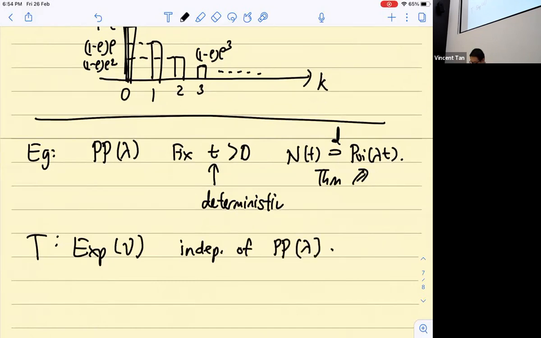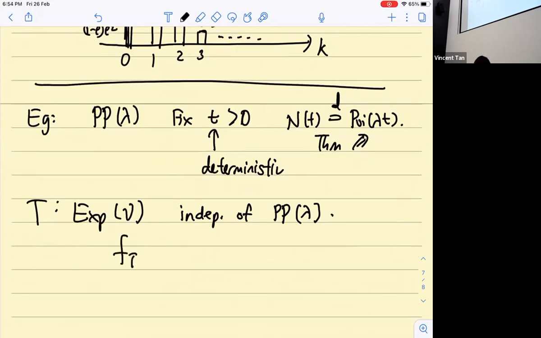We define a new random variable with an exponential distribution of rate nu. So let's remind ourselves what this looks like. f_T(t) is nu e to the minus nu t, indicator t bigger than or equal to 0. Okay, so that's the meaning. So now we have two objects. One is our favorite, our friendly Poisson process, and another one is an independent random variable, which is nothing but an exponential with rate nu.